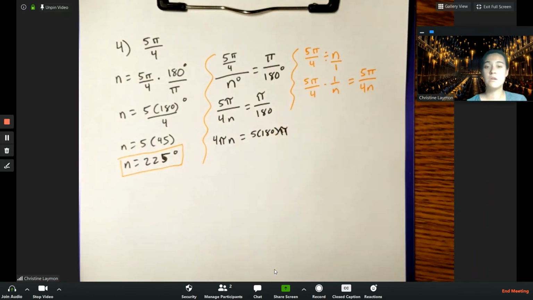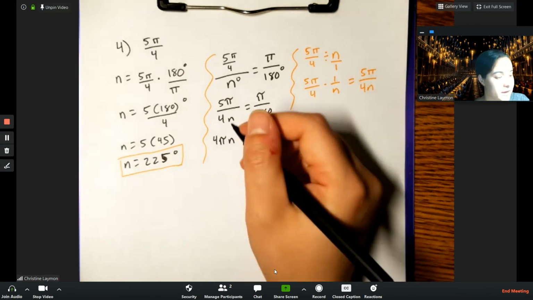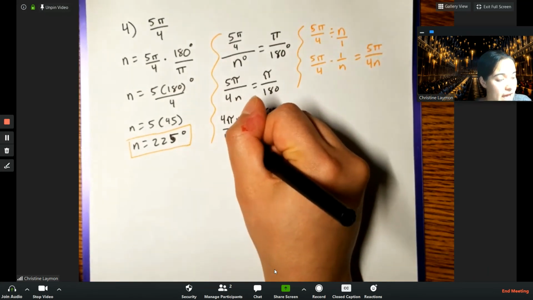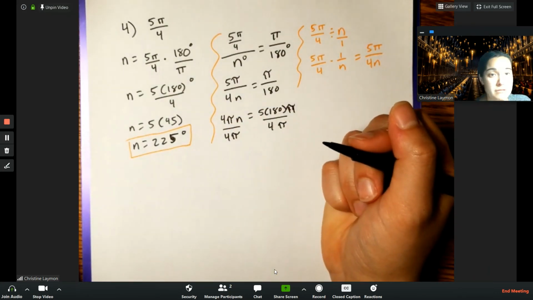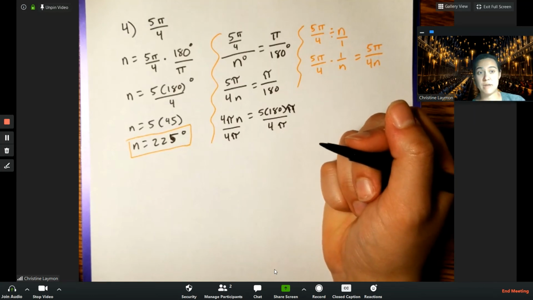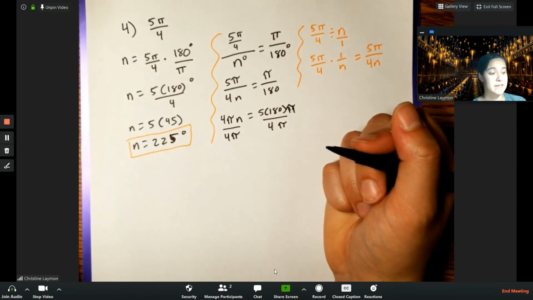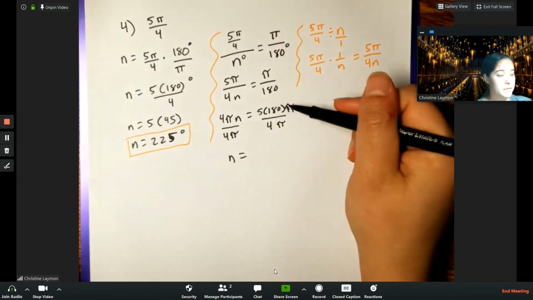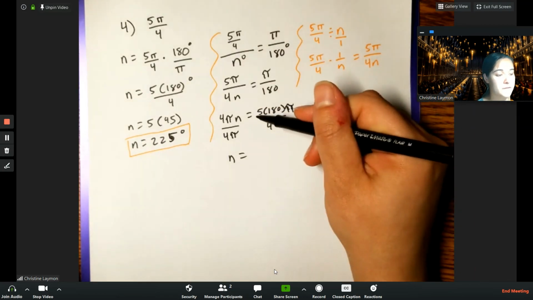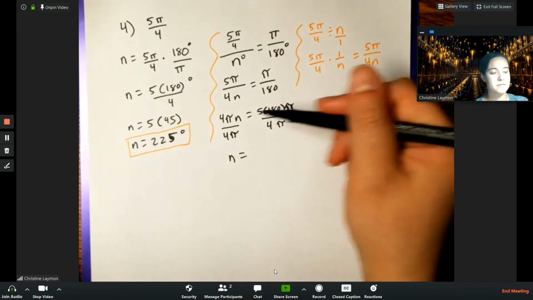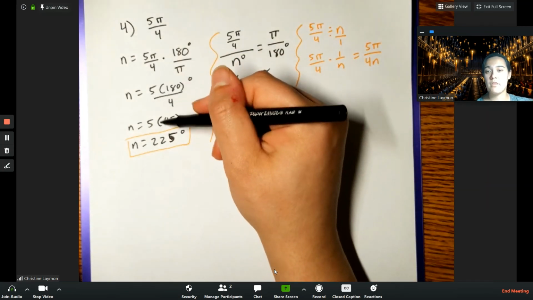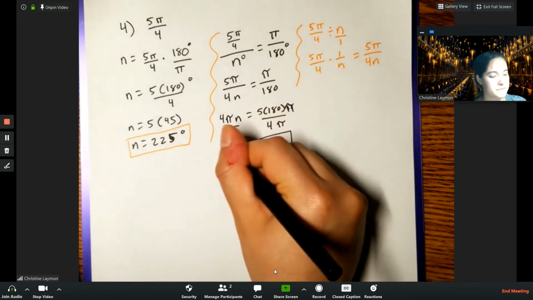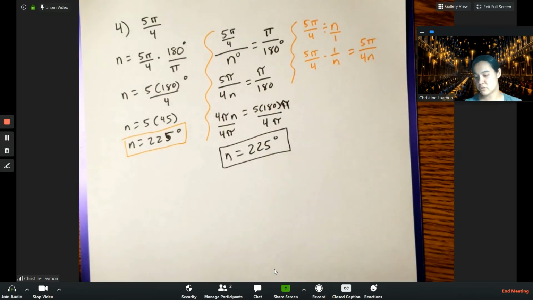Go ahead and divide both sides by 4 pi. Notice at no point in time am I actually multiplying the pi out. Pi will either stay in my answer if I'm converting from degrees to radians, or pi will be gone because it cancels out entirely. So the pi's are gone over here. I have n equals 5 times 180 divided by 4, and I go, oh wait, that's what I did over here. Therefore, n is just 225 degrees. No matter how you spin it, that's the same answer that you are going to get.